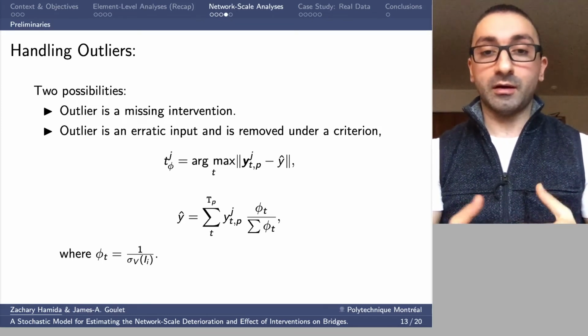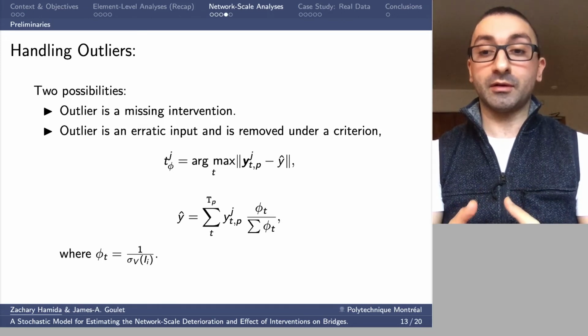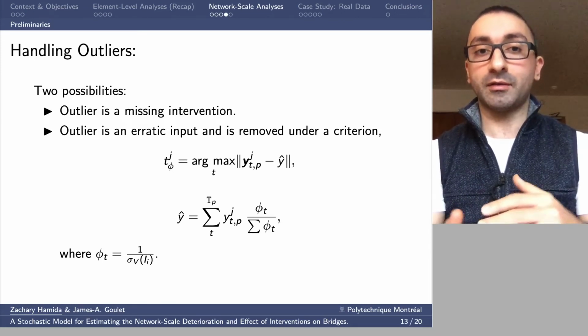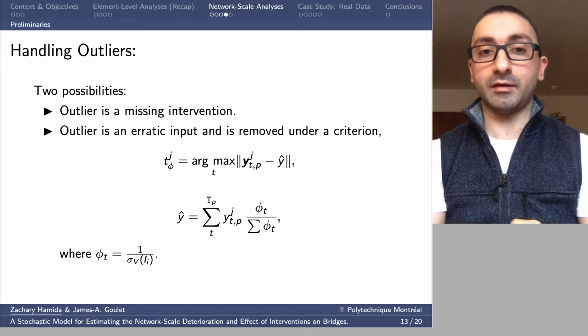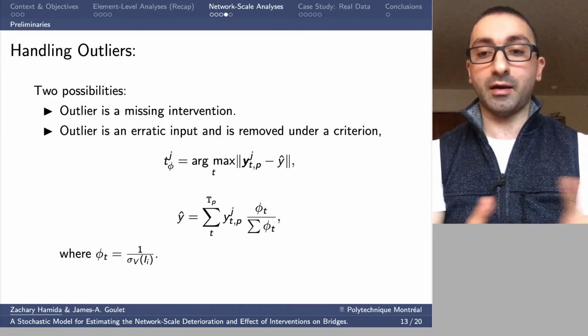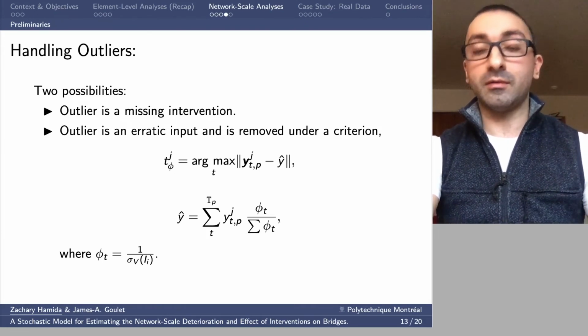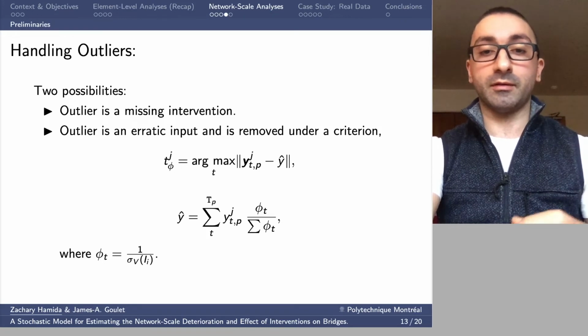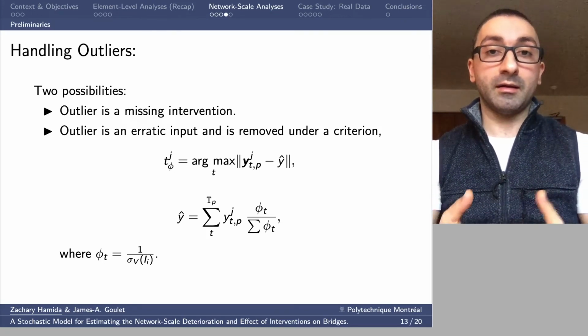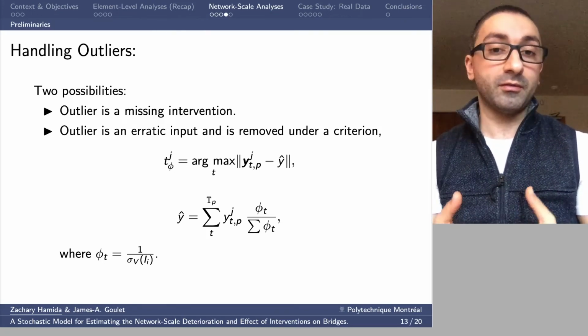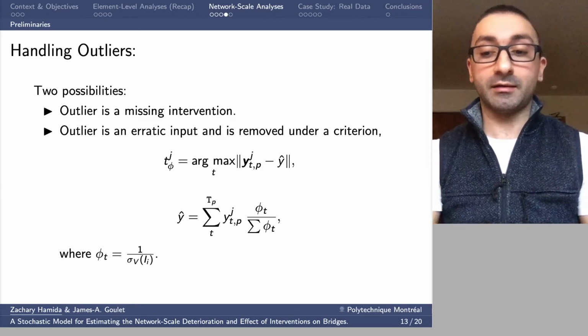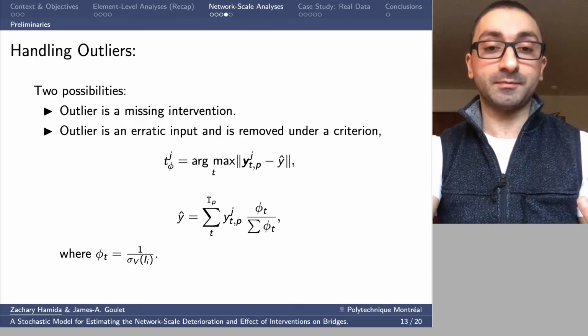Now, again, there are further details and further conditions about what determines an outlier, what determines a missing intervention, and how we handle both, each described in further detail in the paper. In the following subsection, we're going to talk about how we can aggregate the deterioration state estimates.